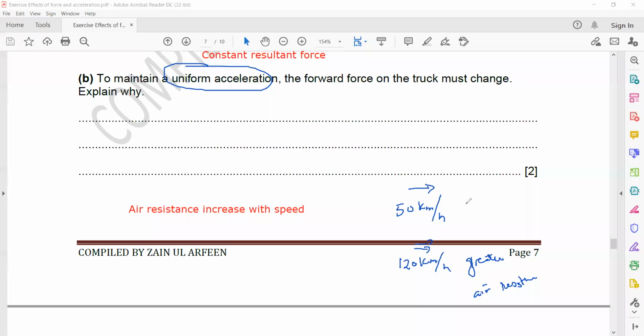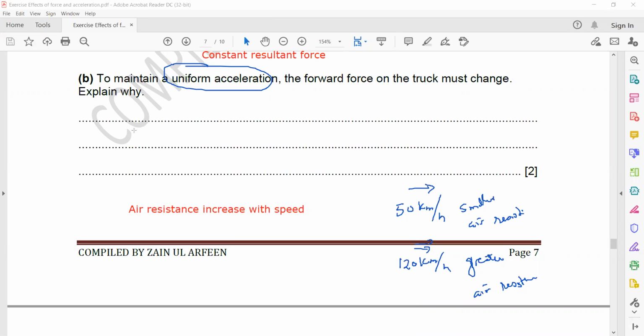And here you will experience a smaller or lower air resistance. Because at a lower speed fewer molecules of air are colliding, and at a higher speed more molecules of air are colliding. That's why the air resistance increases as the speed increases.